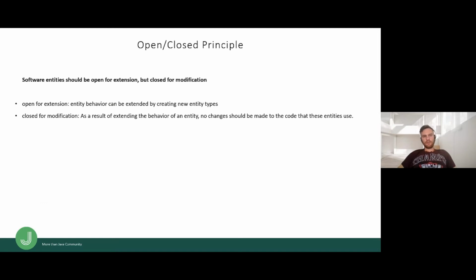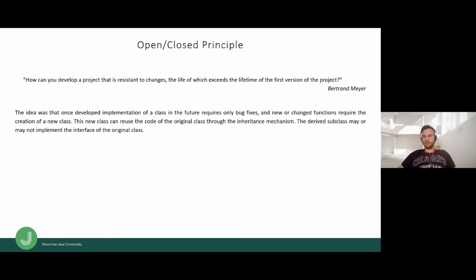So open for extension means entity behavior can be extended by creating new types, subtypes. And closed for modification means that after you created a class, you should not change it, only do some bug fixes. But you should not apply this principle directly. You still can modify your classes, but I will elaborate on that a bit later.